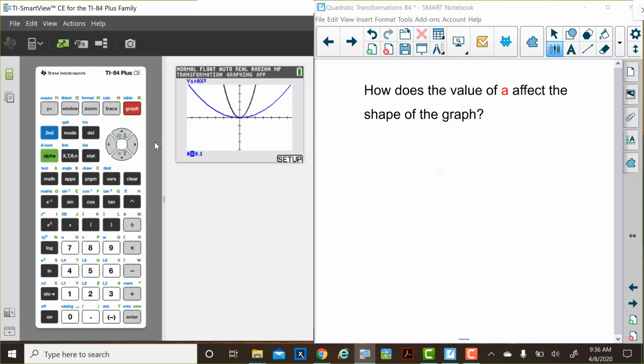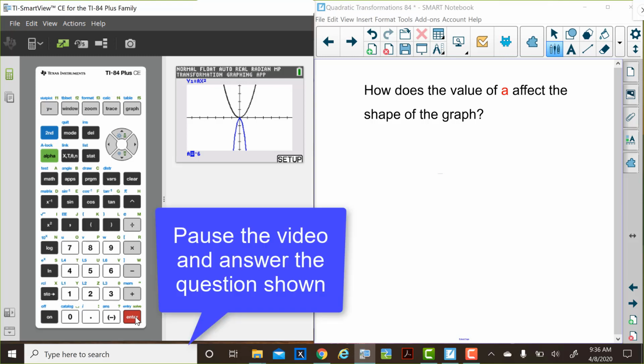Now let's look at a negative value, perhaps negative 5/10. And again, we're comparing this to the parent function. Let's now substitute -6, for example, the integer -6 for a. So please pause the video, take a few minutes, and write down your answers to this question. How does the value of a affect the shape of the graph?